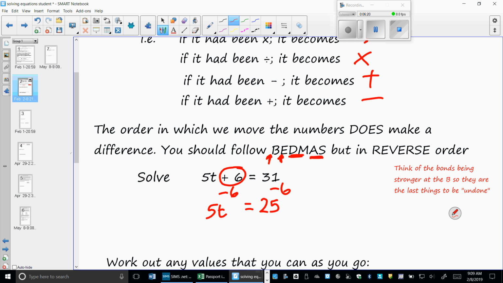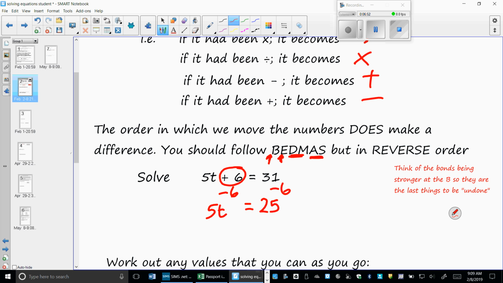So, what I have to do, Abby, is I have to get rid of everything from the left-hand side so that I'm just left with a T. Because the bonds down here are weaker, I have to get rid of any addition and subtraction first. So I'm going to get rid of this +6. Why did you write 20? Well, because to get rid of something, I have to do the opposite to it. But whatever I do to one side, I must do to the other.